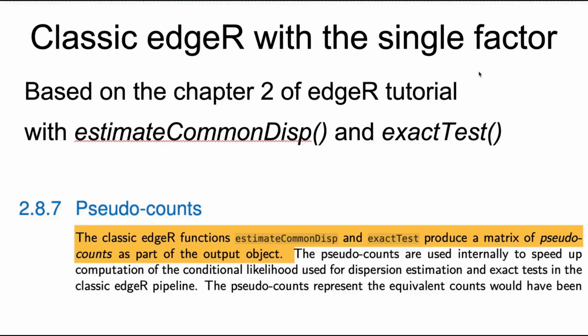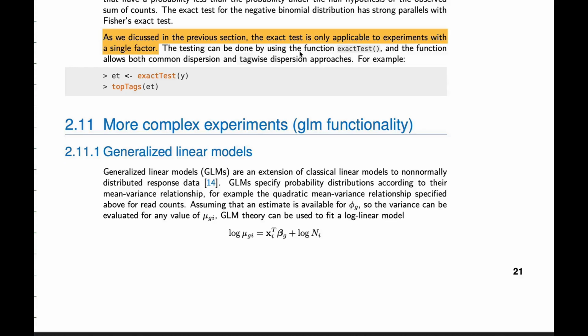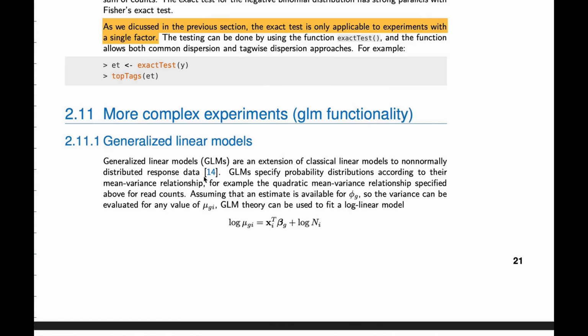Previously I told you a story how to use exact test in edgeR protocol. You noticed that exact test is only applicable for experiments with a single factor, which is most of the time not the case. And further, right after this, authors say that if it is a more general story with many factors, then you use generalized linear models.